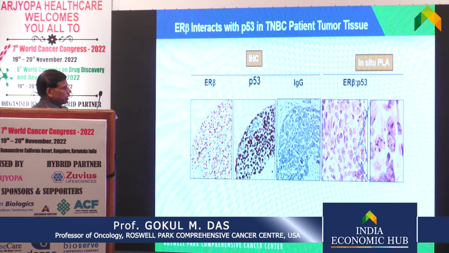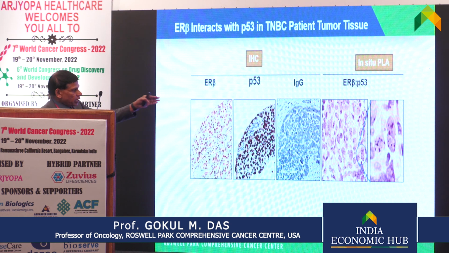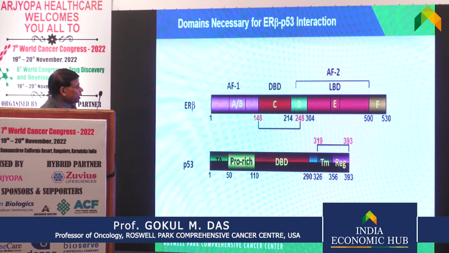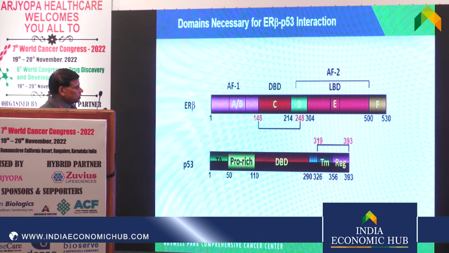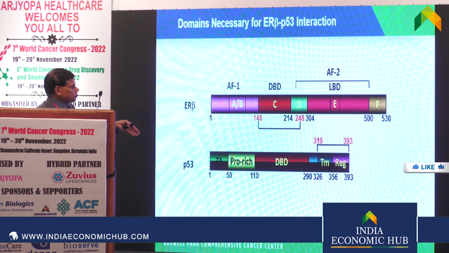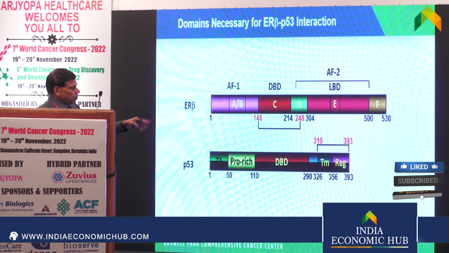As you can see, two panels show immunohistochemistry, and on the right you can see the proximity ligation assay to show the interaction. In the very last panel, you can see very nice purple dots, which indicate these two proteins are in a complex in these tumors. Further, we went ahead and showed that at the molecular level, these two receptors directly bind each other, and the DNA binding domain of estrogen receptor binds to the very C-terminal domain of P53.